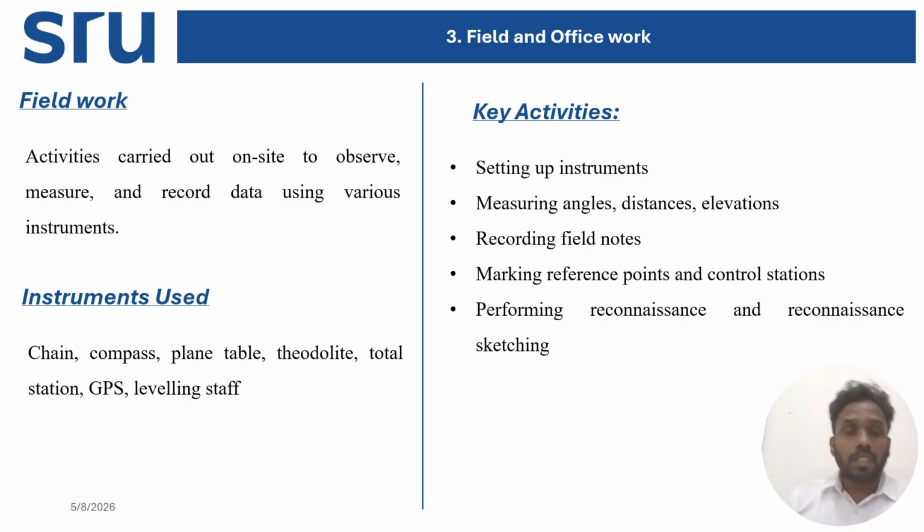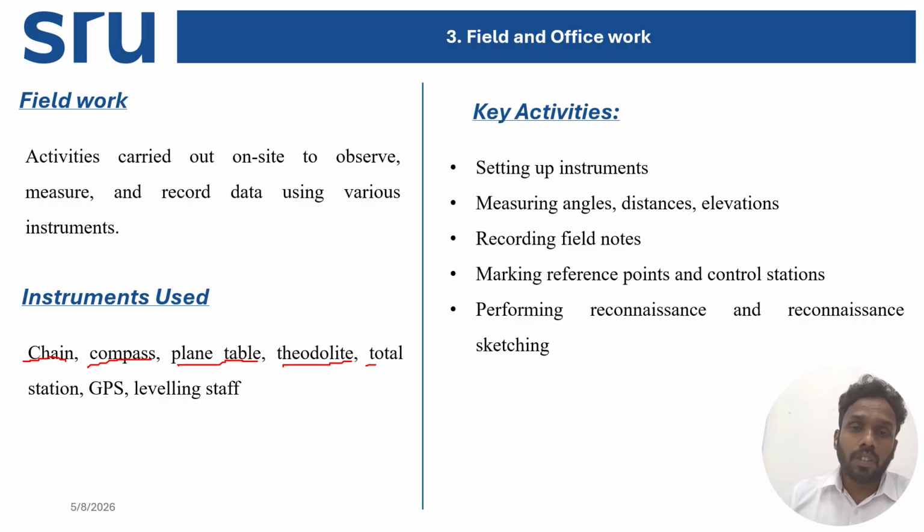Okay. So the instruments used in field work are the chain for measuring your distance, the compass for measuring your included angles, including your bearing and other things. Plane table if you are plotting and measuring at the same time, you are going to use the plane table. To measure your horizontal and vertical angles precisely, to a minimum of minutes and seconds, you can use a theodolite.